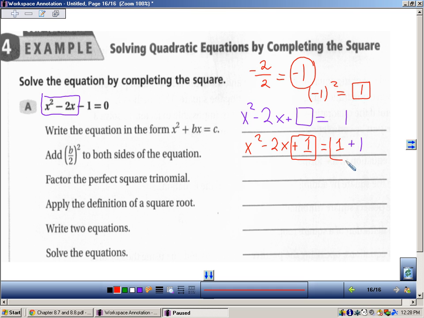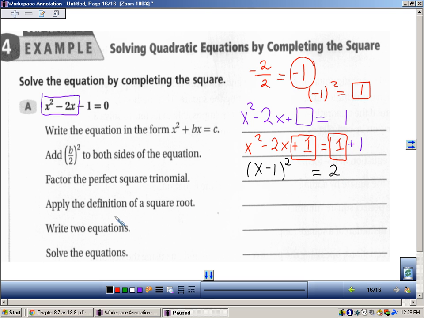Okay. Now it says factor the perfect square trinomial. So on the left side here, we can factor that. So that becomes, now remember, this half of the middle term, that minus 1, that becomes the factored form. And it's going to equal, what's 1 plus 1? 2.